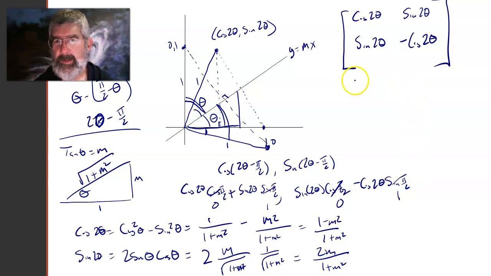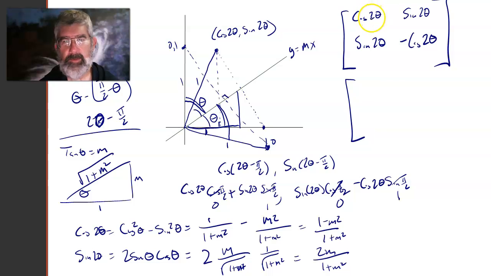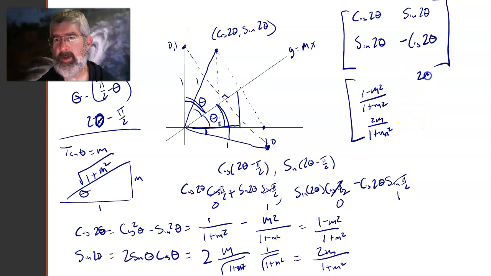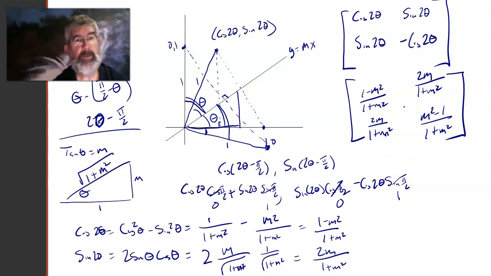And so I can rewrite this thing now. The cosine of 2 theta is 1 minus m squared over 1 plus m squared. The sine of 2 theta is 2m over 1 plus m squared. And the sine of 2 theta again is 2m over 1 plus m squared. And minus 2 theta would be, multiply this one by negative 1, it would be m squared minus 1 over 1 plus m squared. And so both of these represent matrices that would reflect any point.